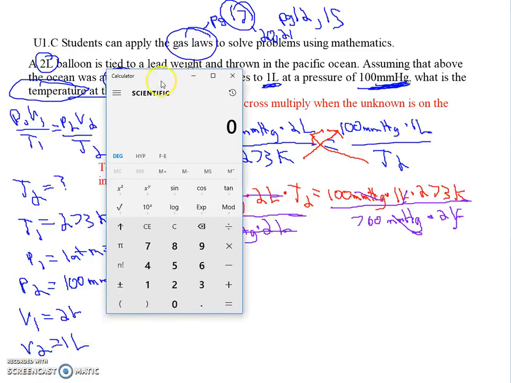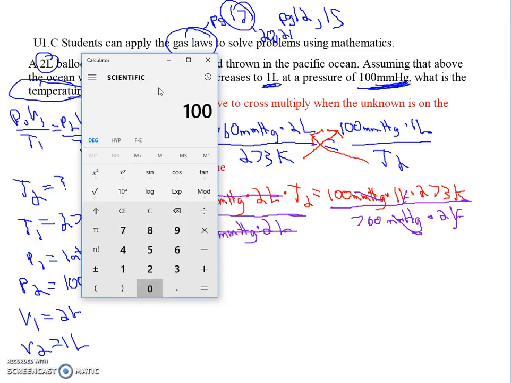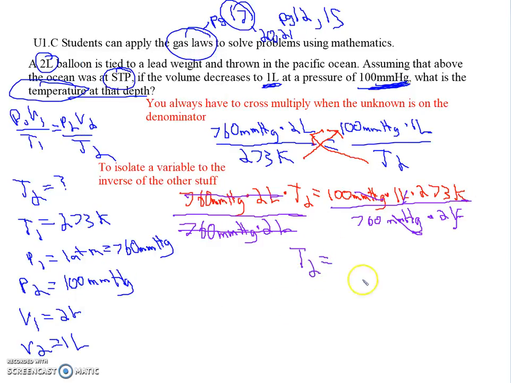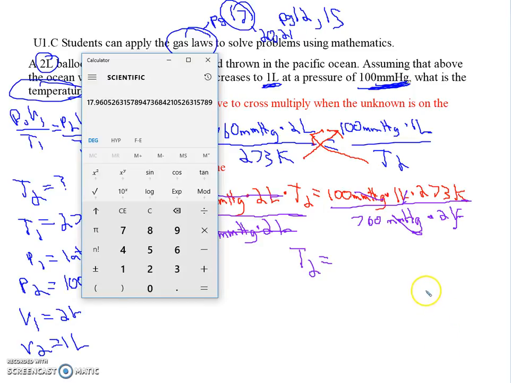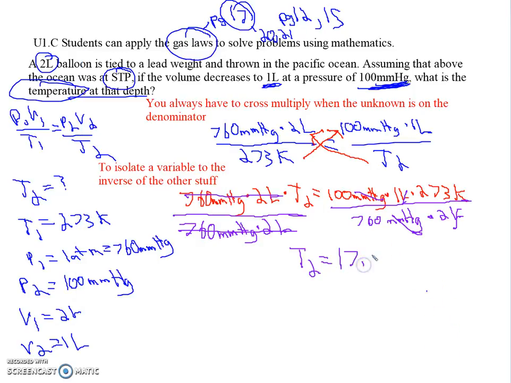So I'm going to punch that into my calculator. So here we go, 100 times 1 times 273 divided by 760 divided by 2 liters. Remember, if it's on the denominator, that means it's division. Okay? So now this gives us T2 equals 17.9.